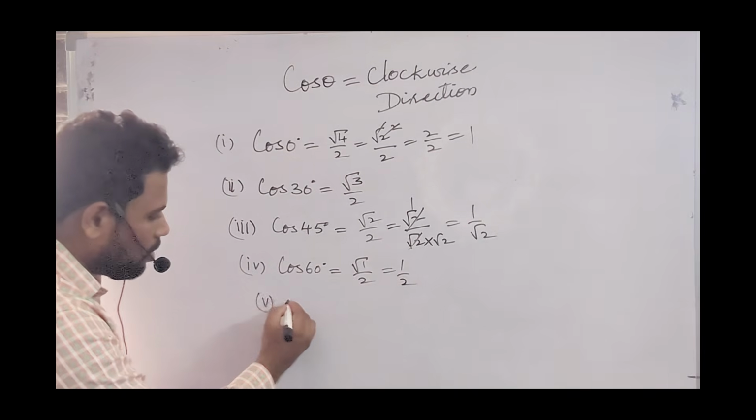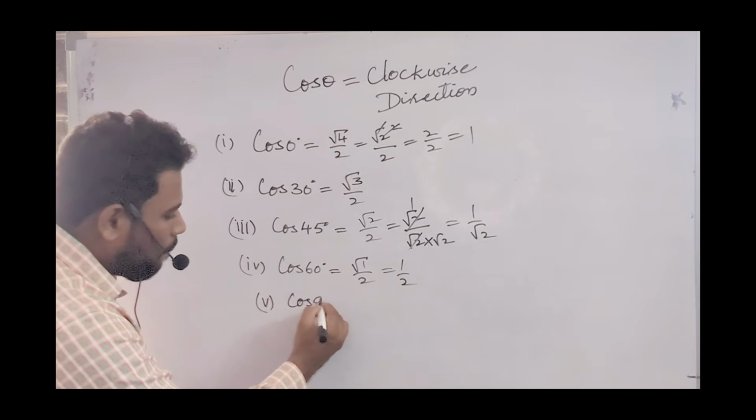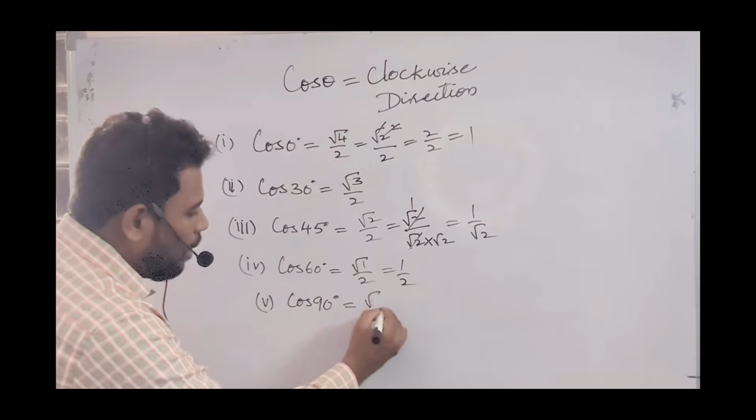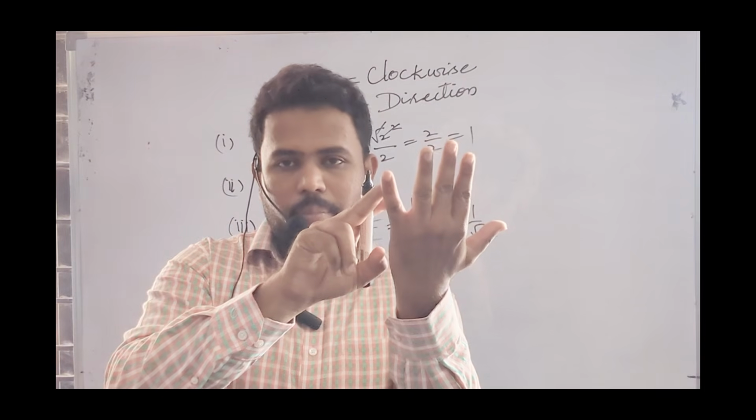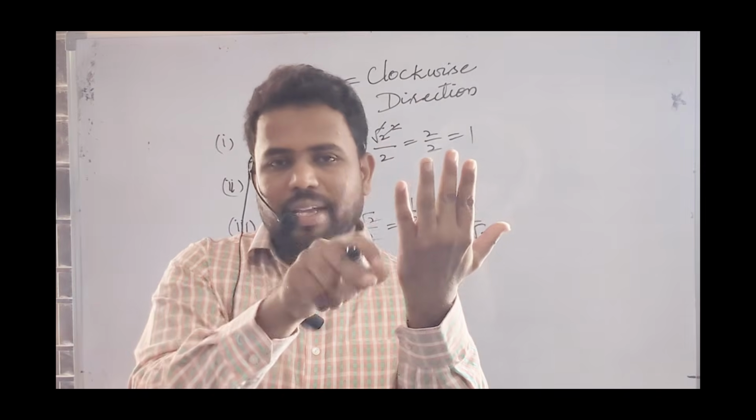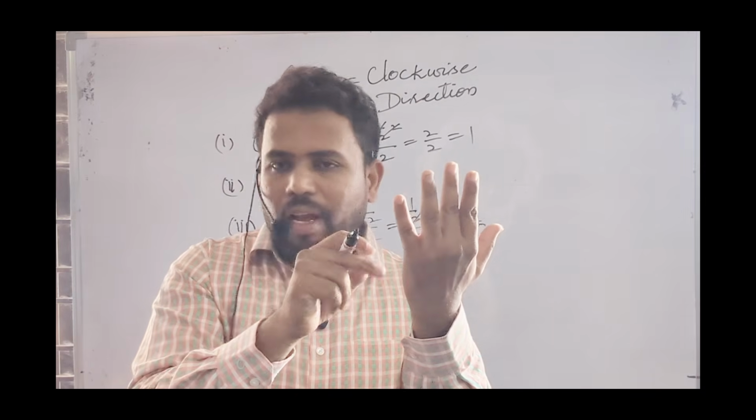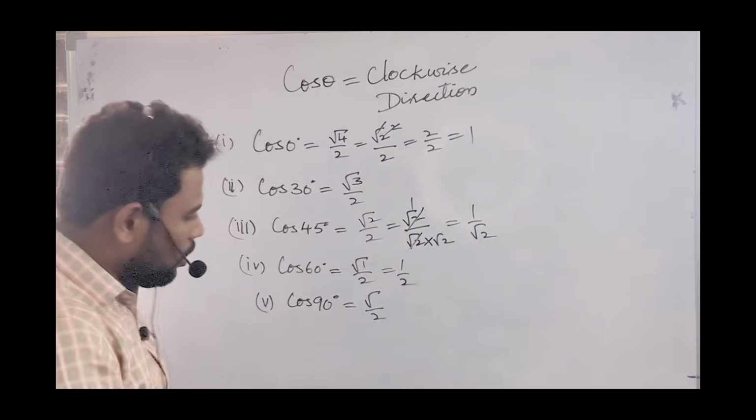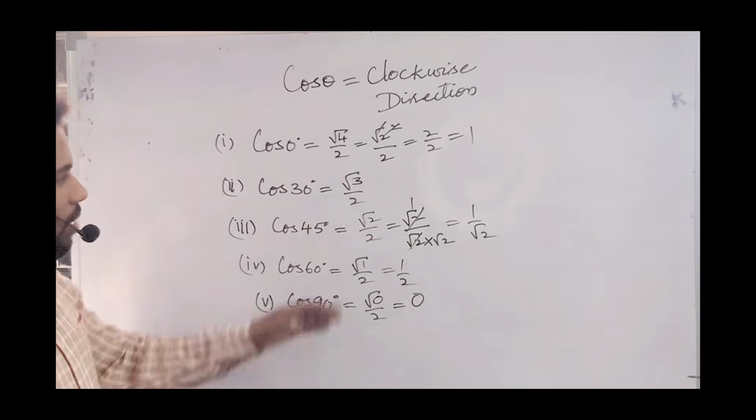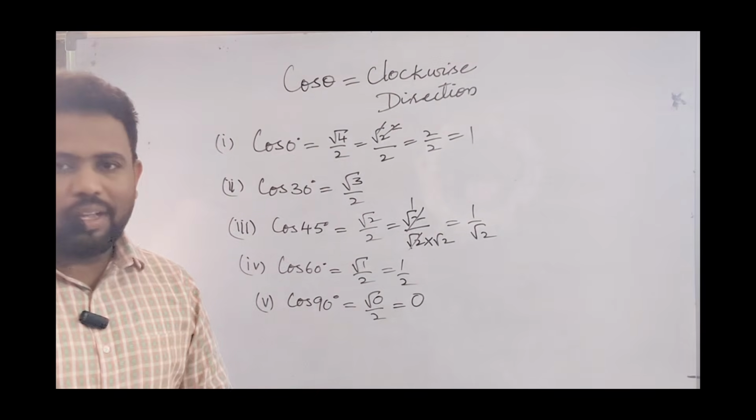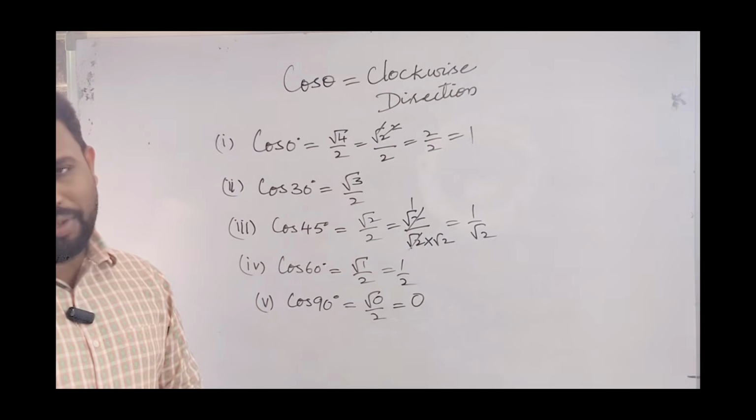Now the last one is what? Cos 90 degree. Root by 2. Cos 90 degree. This is 90. If you are counting clockwise, after 90, any finger? No finger. It means 0. So 0 by 2 is 0. So see, in an easy way we have found the values of cos theta also.